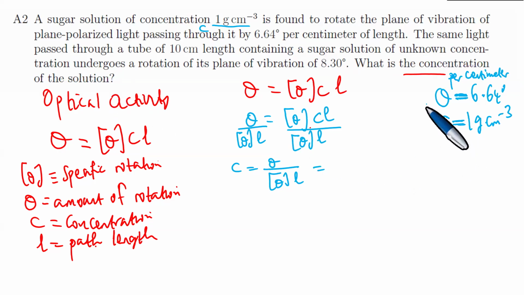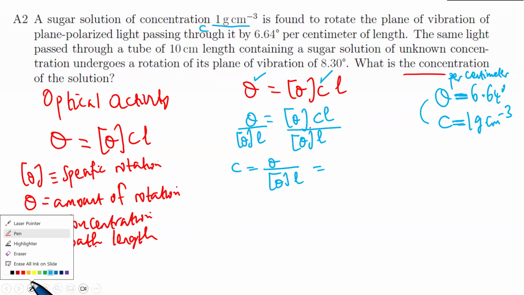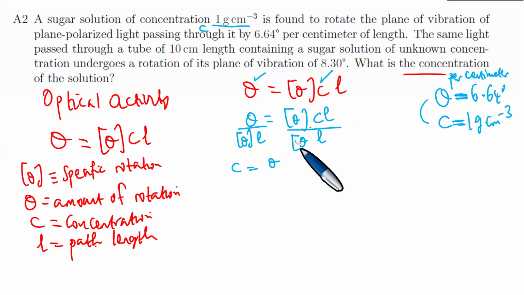So now, you have been given theta and you have been given the concentration for the first light, and at this point you have two unknowns in this particular equation. But the same light passed through a tube. So in other words, what we're able to get at this point is the following.